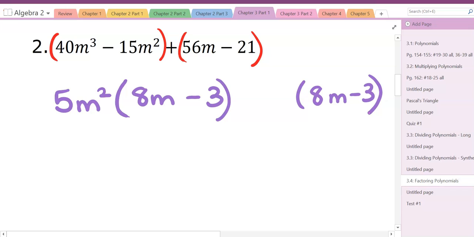So in this one, I didn't take out the m at all because the m stayed. It says 56m and I still see 8m, so I'm only taking out a number here. What number could I take out of both 56 and 21? 7, and it's positive, so plus 7, and that leaves me with that 8m minus 3.